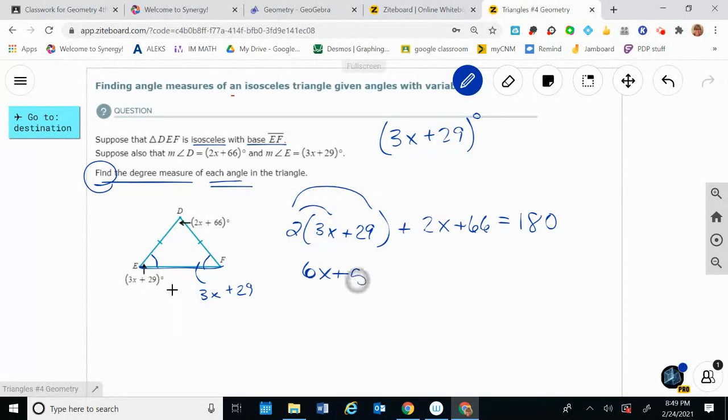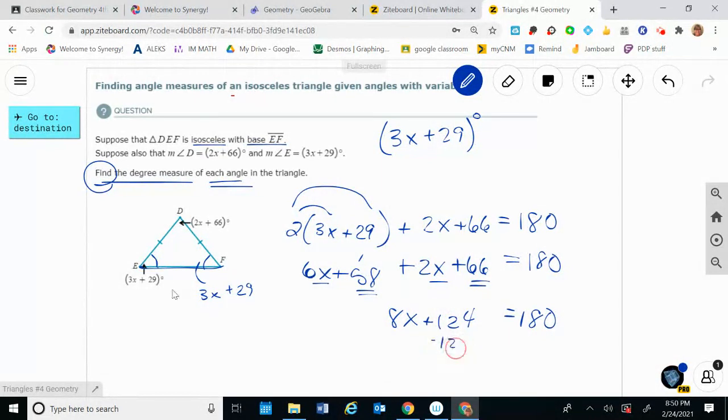6x plus 58 plus 2x plus 66 equals 180. Combine like terms, 8x, numbers, combine them. 58 and 66, 8 plus 6 is 14, carry the 1, then you've got a 6 and a 6 is 124. Equals 180. Now we need to subtract 124. And again, this part, I really don't need to show it to you, but I am just in case some people are still struggling with their algebra. 56, x is equal to 7.